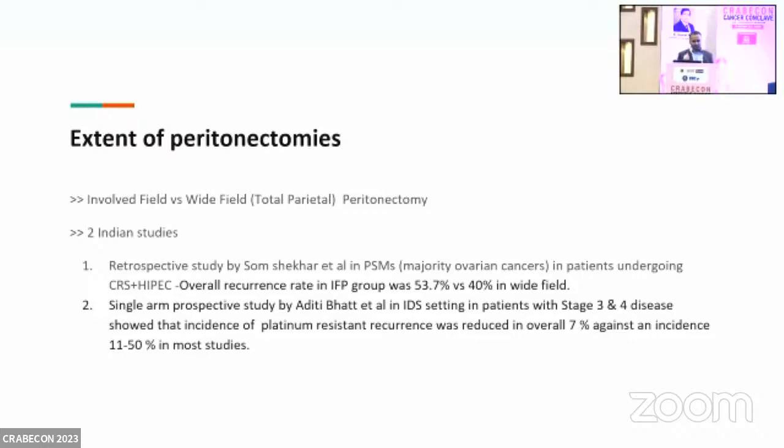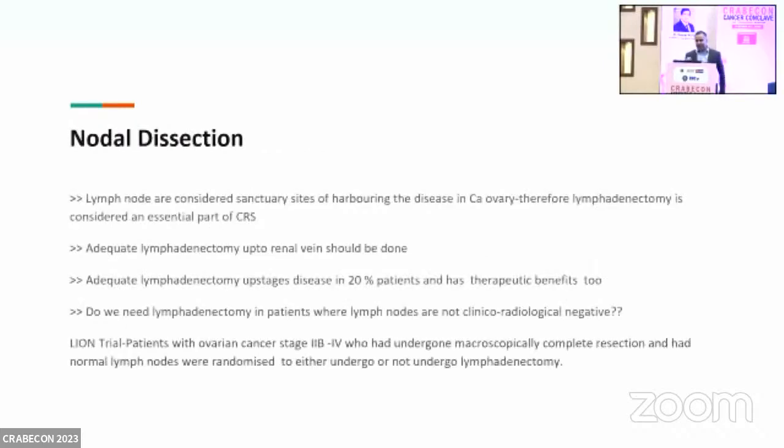And they reported that platinum-resistant recurrence was significantly reduced, up to 7%, against an incidence of 11 to 50% in most other studies. So what should be the extent of nodal dissection?